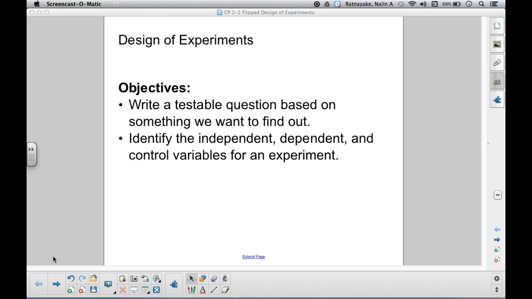We're going to learn about how to set up a good controlled experiment by asking ourselves what's called a testable question. So our first objective is to be able to write a testable question based on something we want to find out. And we're also going to learn how to identify different types of scientific variables for our experiment. In this case, the independent, dependent, and control variables for an experiment.